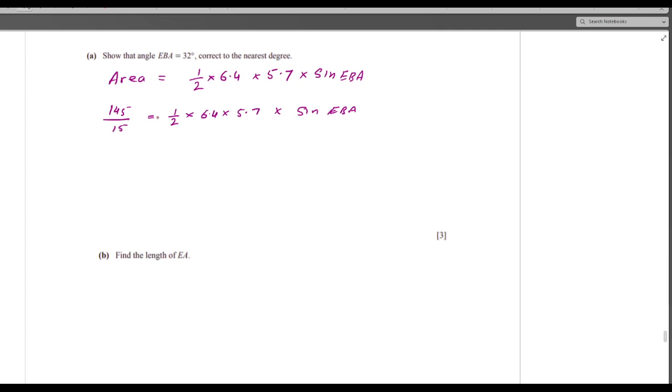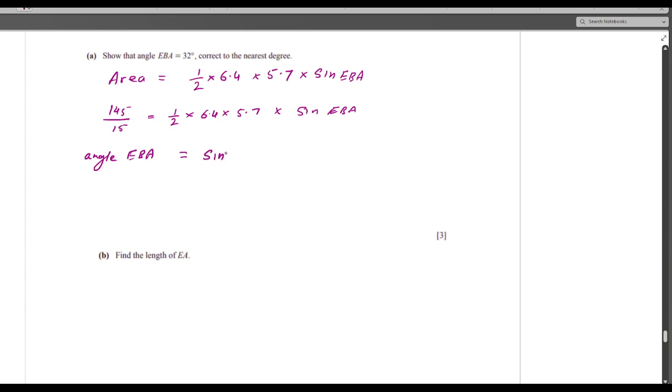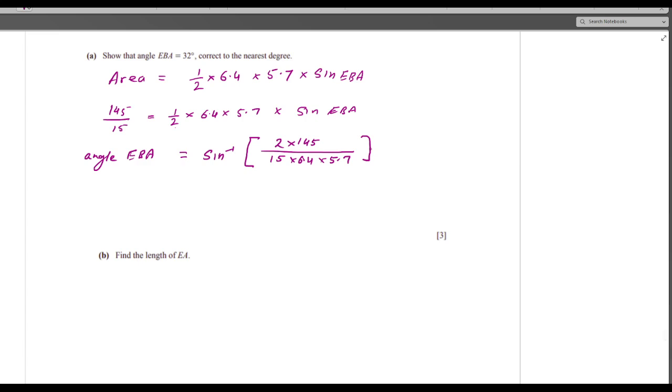So your angle EBA will be equal to sine inverse of, now this 2 will go and multiply, so it is 2 times 145 divided by, in denominator here I have 15, then 6.4, then 5.7. Okay, so now let us do sine inverse of this. Shift sine inverse, I have in numerator 2 times 145, and in denominator I have 15 times 6.4 times 5.7.